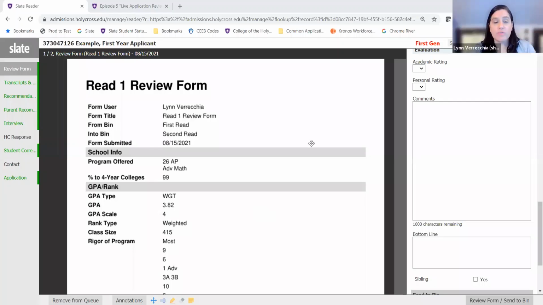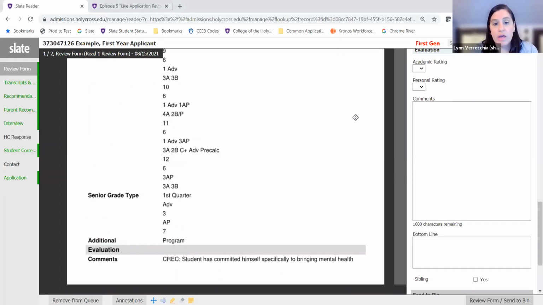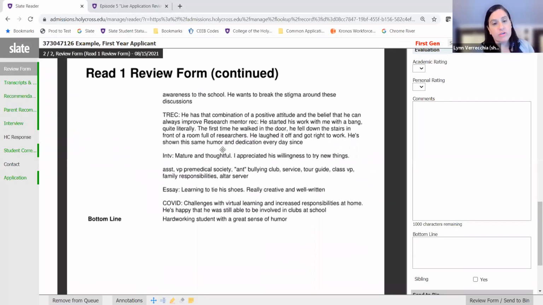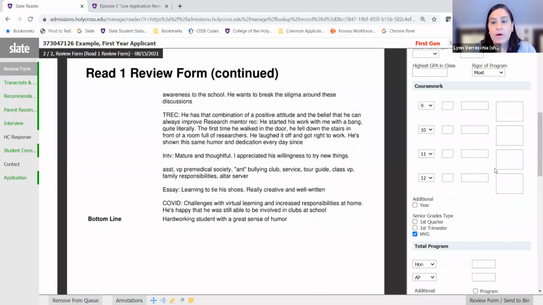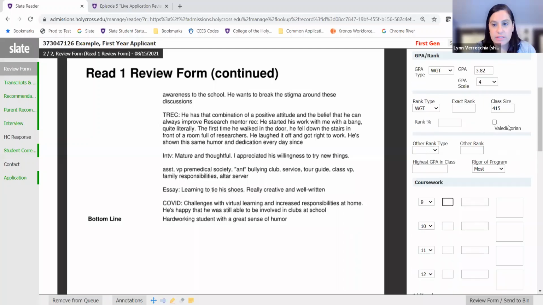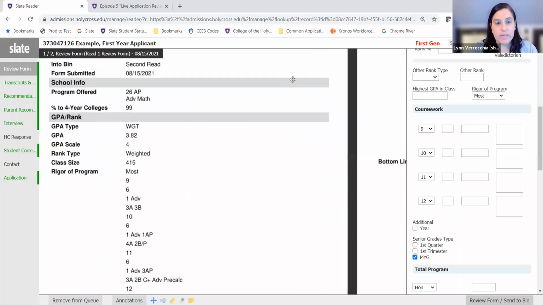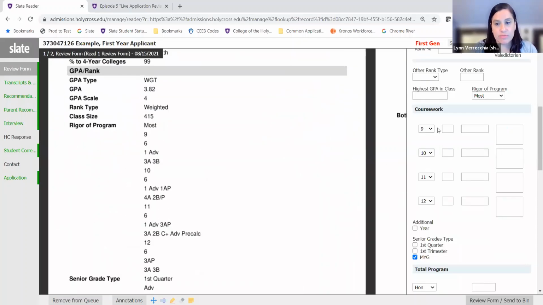Yeah. So I've moved this file into the second read bin. So the only difference, the reader still sees all these tabs, but now they see a new tab that says review form. So now as the second reader, I can see the comments that the first reader made, and I would do a cursory glance to make sure that I'm not writing exactly what they already wrote. And I would also see, in theory, it didn't carry through in this case for this test example, but all of the things that the reader added in, in terms of the courses and the grades, that would be pre-populated.